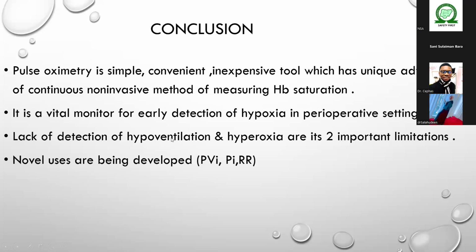So lack of detection of hypoventilation and hypoxia, like I said, and toxic levels of oxygen, are two important limitations amongst other limitations. So there are novel pulse oximeters that have now been developed that can measure the pleth variability index.